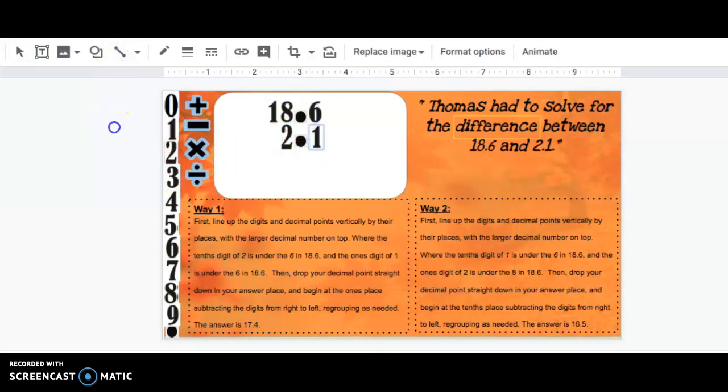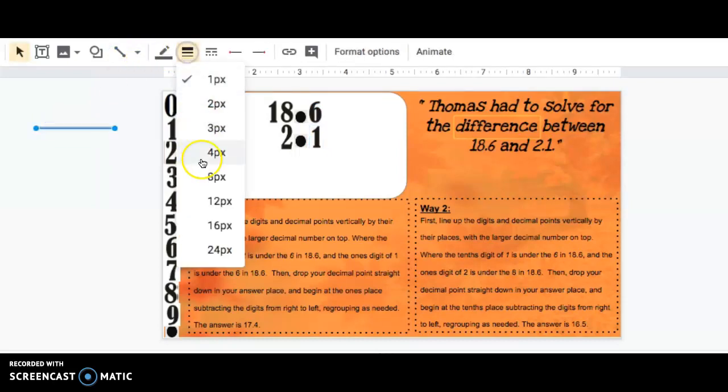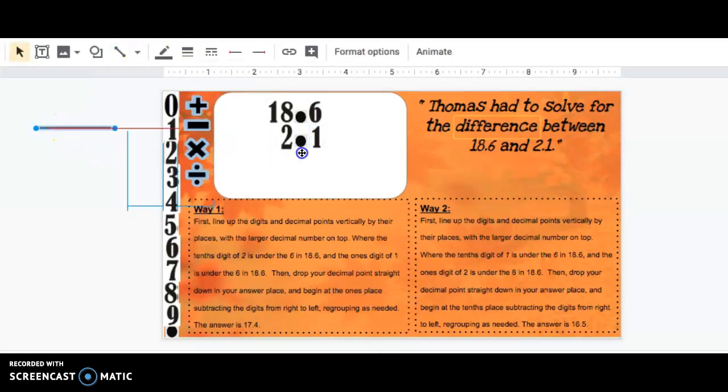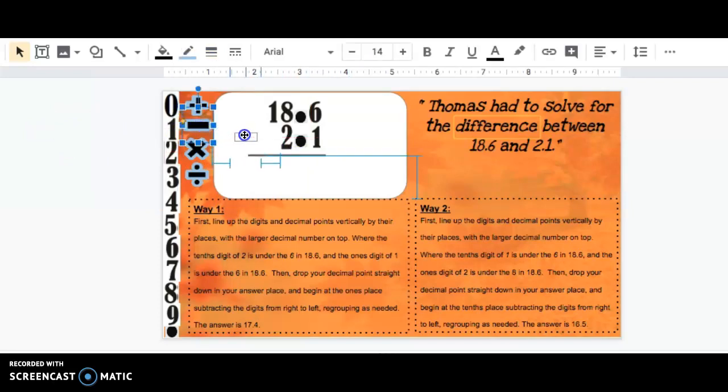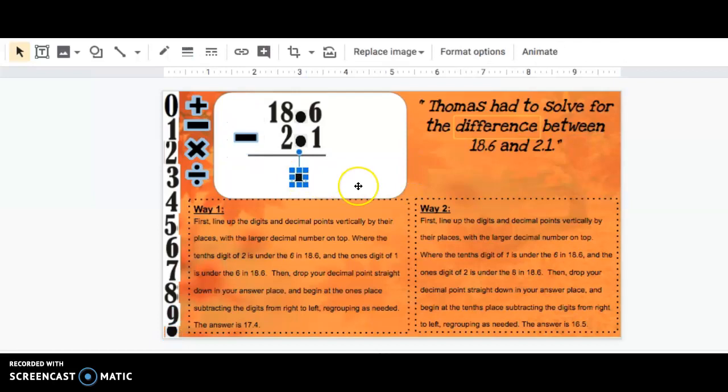Okay, so I'm going to draw my line over here and put my subtraction sign. I'm going to drop the decimal down, drop it like it's hot. Once I've dropped my decimal down, I'm going to start my tenths column and begin subtracting. So 6 minus 1 is 5.